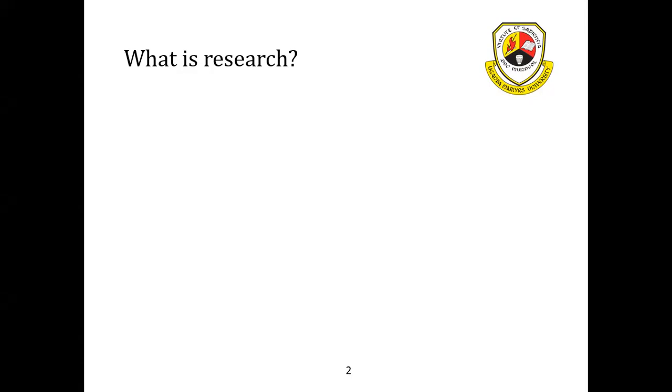Some of you may have seen the materials that are there on Moodle. They give you an idea on what research is. Do we know what it is? What do we think about when we think of research?